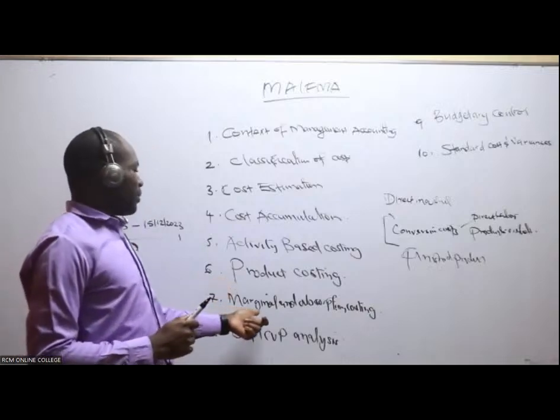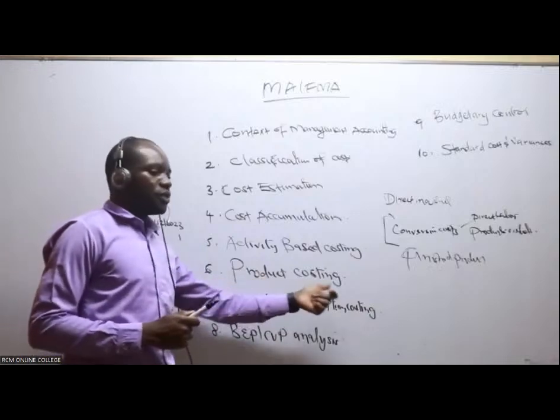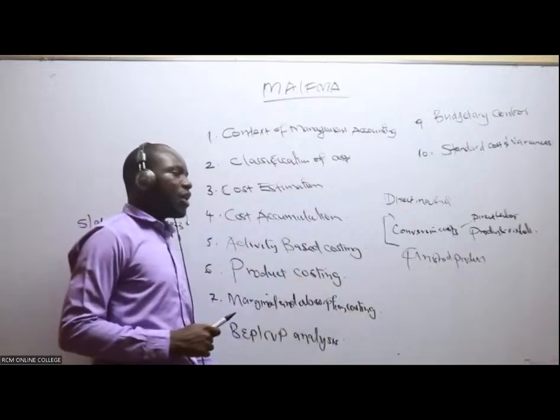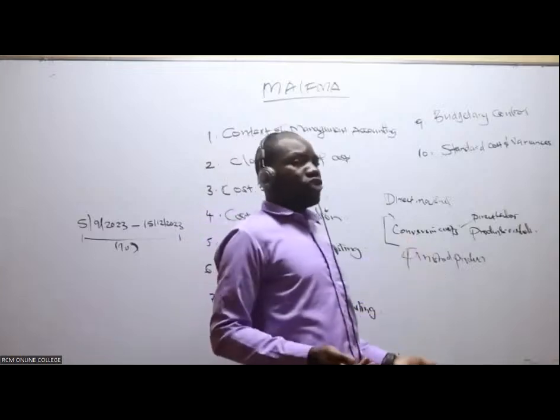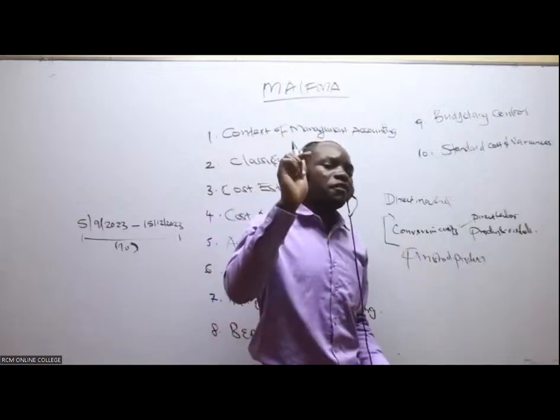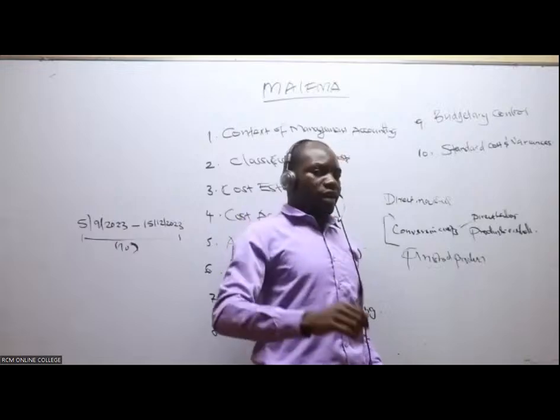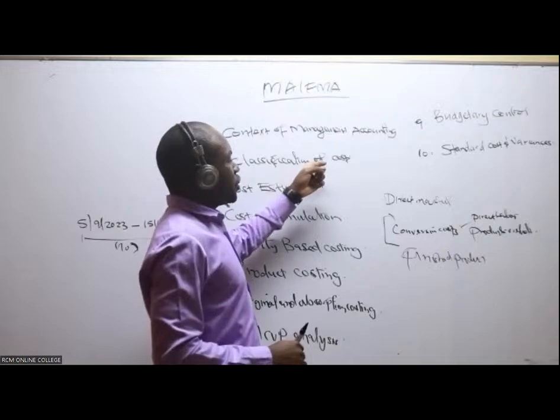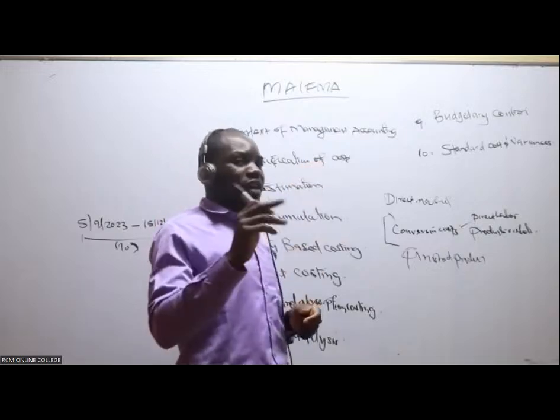When I come to topic number 7, we have marginal and absorption costing. Under this, the only difference is how you're going to deal with the production overheads, and that production overhead is the fixed production overhead. It again takes you to topic number 2, classification of costs based on variability.